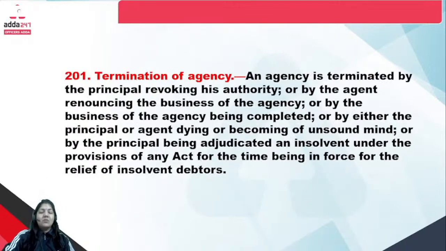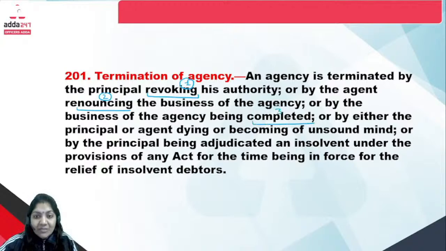Okay. Now termination means the end of agency. How can the agency be terminated? So agency is terminated by the principal revoking his authority. This is the first point. By the agent renouncing the business. Renouncing means he is not interested now. Or by the business of agency being completed. This is the third way in which agency can be terminated.